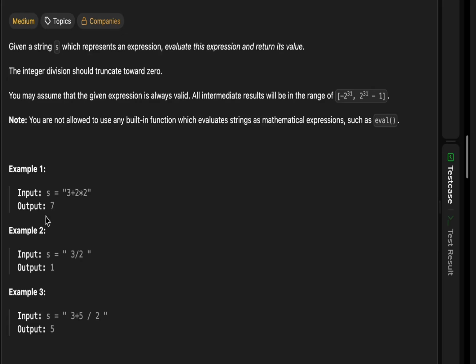Okay. So for example, s is equal to 3 plus 2 into 2. What we will do is first multiply and then add. So 2 into 2 is 4, plus 3 is 7. Then for 3 minus 2 it is 1. Then here 5 divided by 2 is 2, plus 3 is 5. Okay, so let's try to solve it.